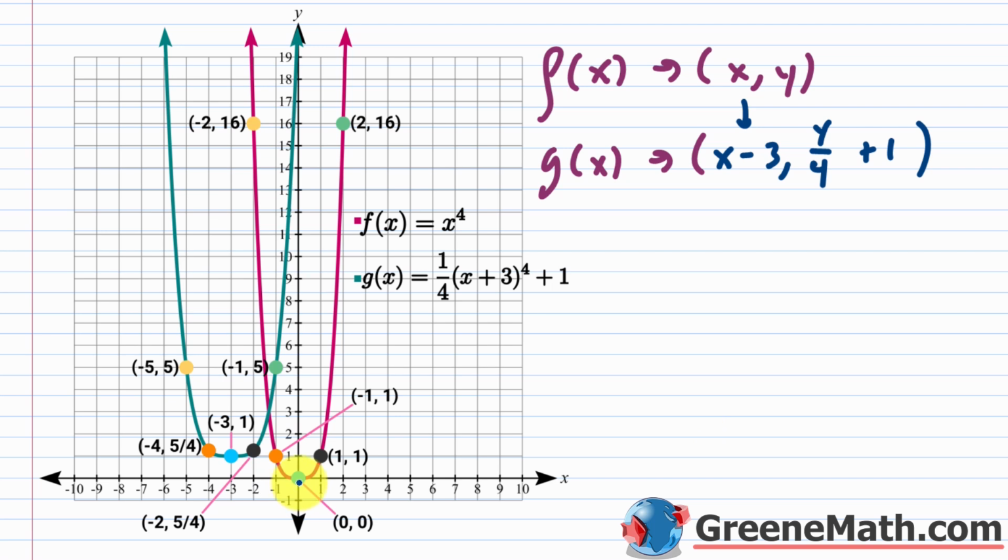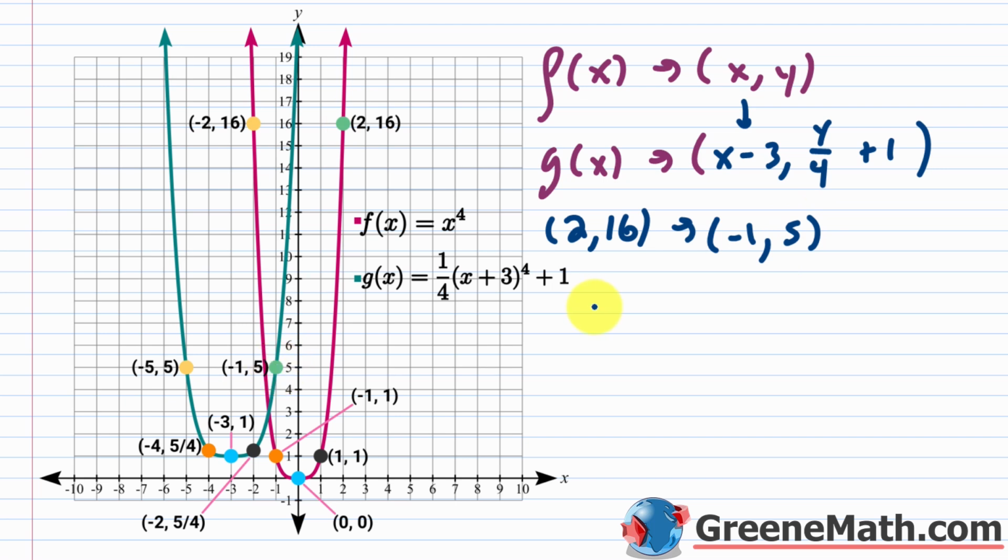So a common point here would be 0, 0. Another one would be 2, 16. And then another one would be -2, 16. So you could just use those points. So let's say we start with 2, 16. What's that going to go to? Again, here we're taking the x value of 2, we're subtracting away 3, so that's negative 1. And then for the y value, it's 16. 16 over 4 would be 4. 4 plus 1 would be 5. So this 2 comma 16 is going to go to this negative 1 comma 5.